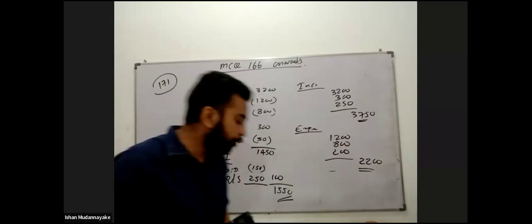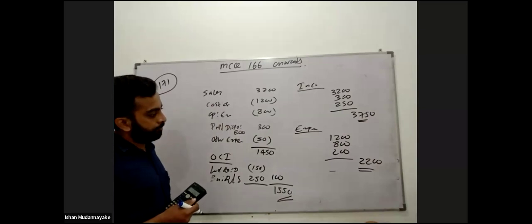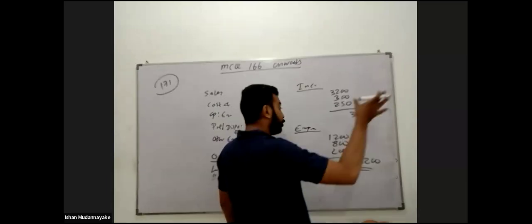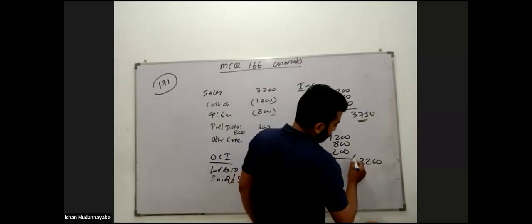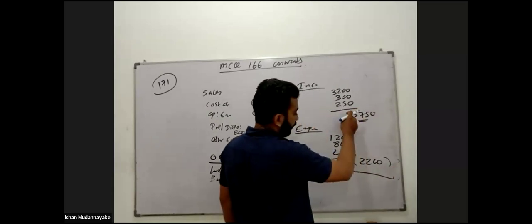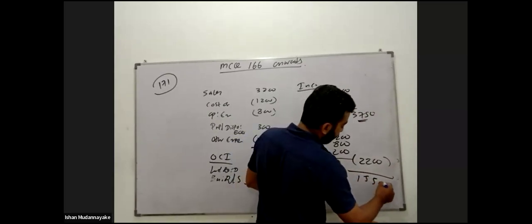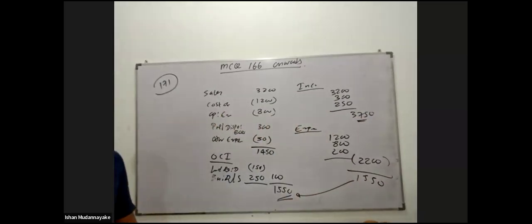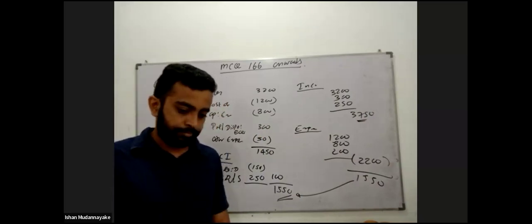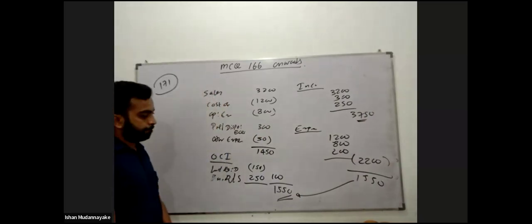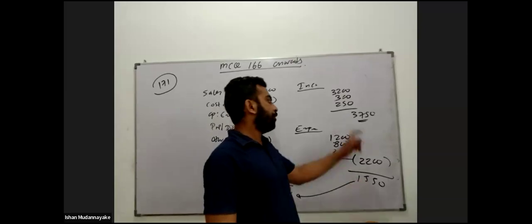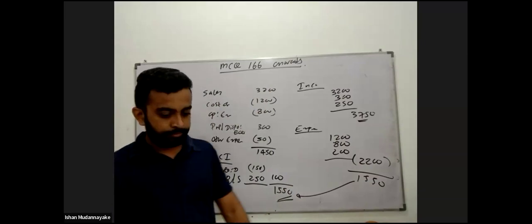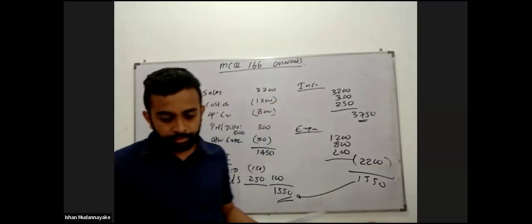We can get the answer as the fourth one. Total income minus total expenses, how much? 1,550. That is total comprehensive income. The difference between total income and total expenses should be equal to total comprehensive income.